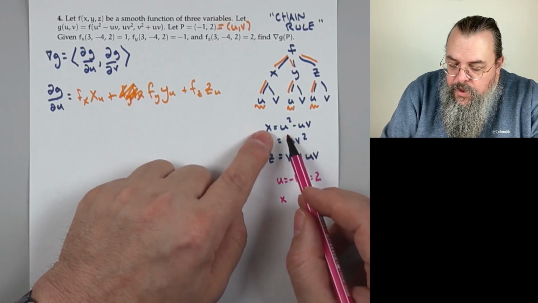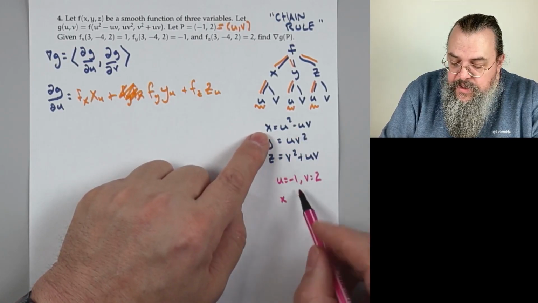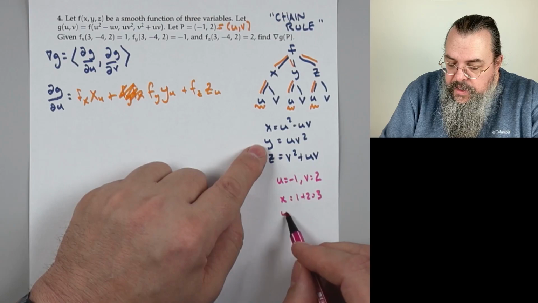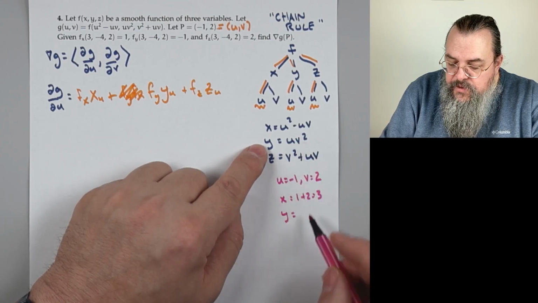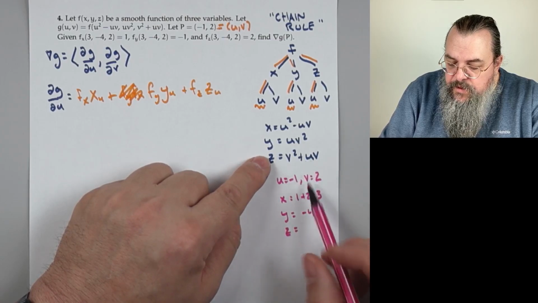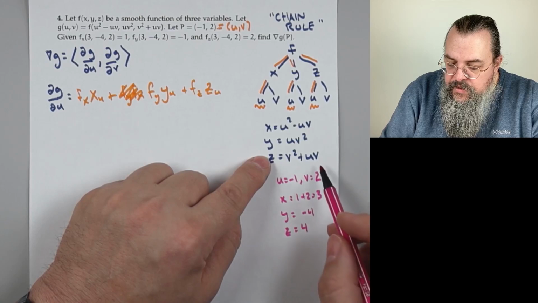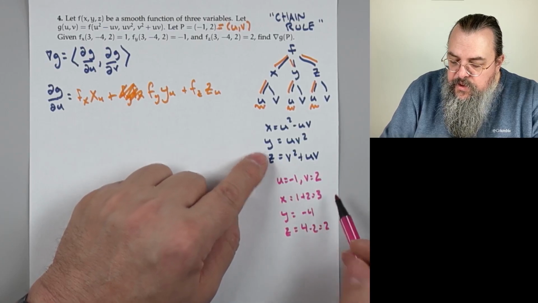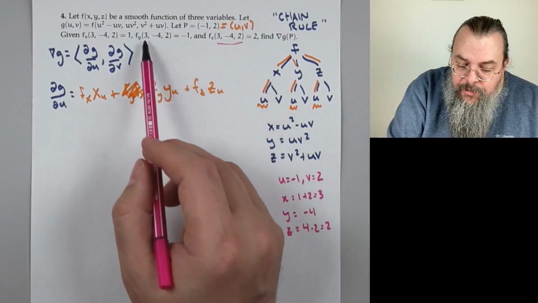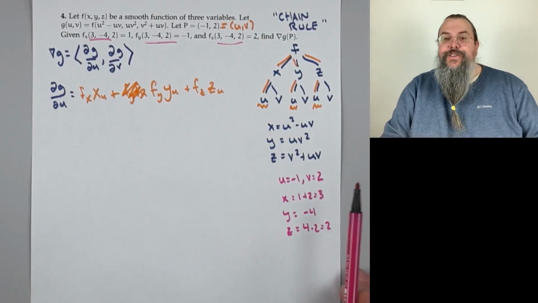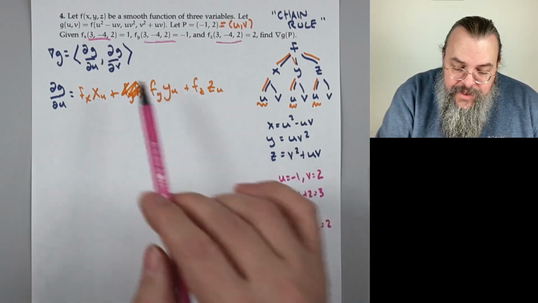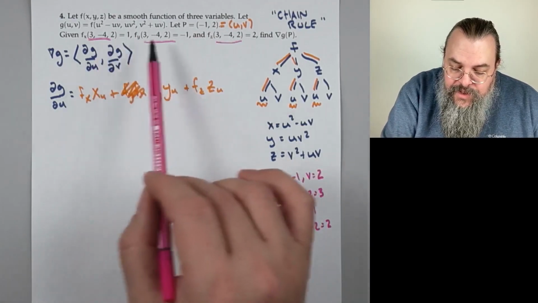Well, we'd have 1, because that's minus 1 squared, and plus 2, which is 3. Y would be minus 1 times 2 squared, which is minus 4, and z would be v squared, which is 4, and u times v is minus 2, which is 2. 3 minus 4, 2. Notice 3 minus 4, 2. So when we plug in our point, minus 1, 2, we do get the right value.